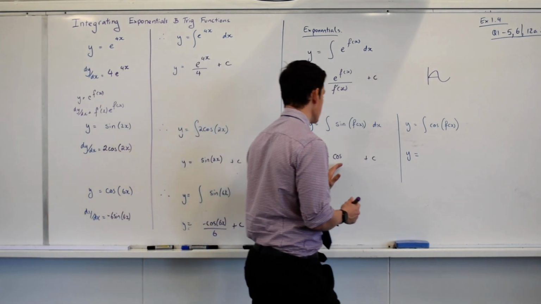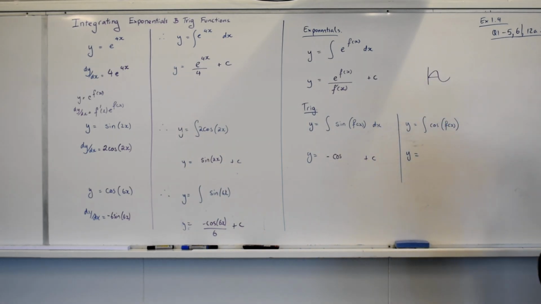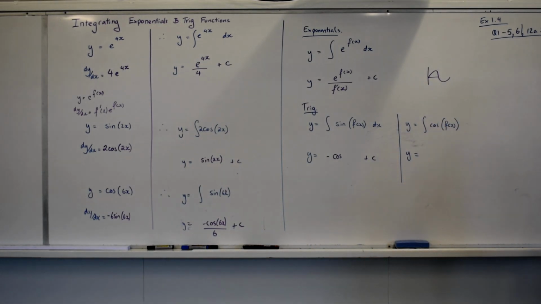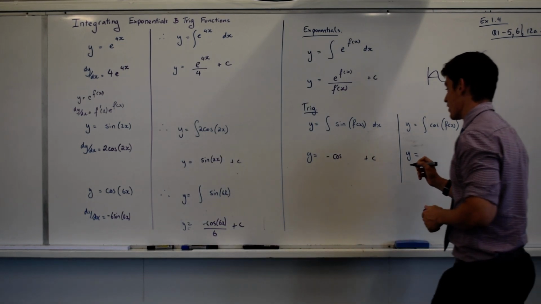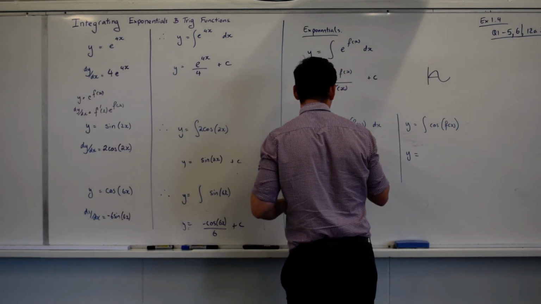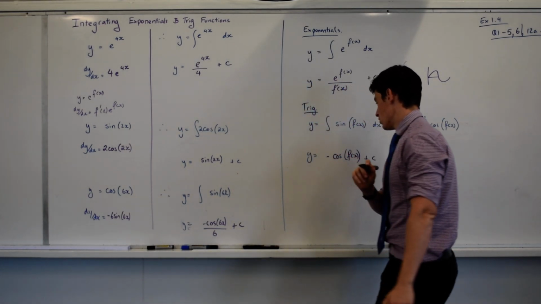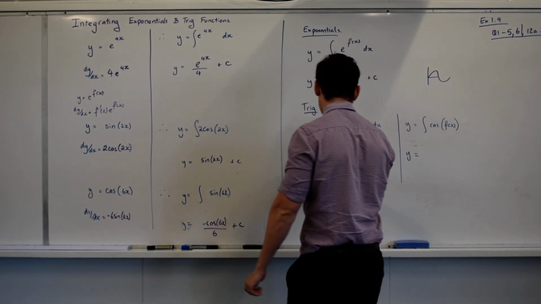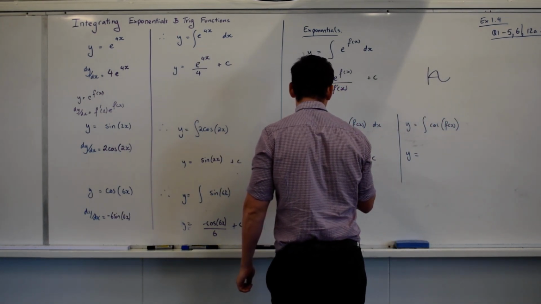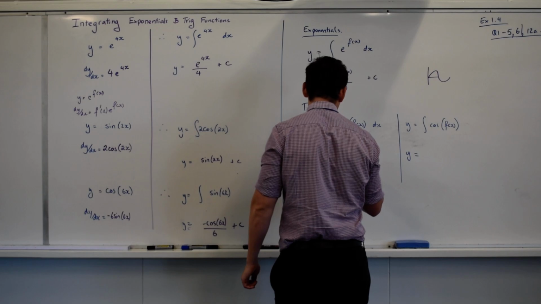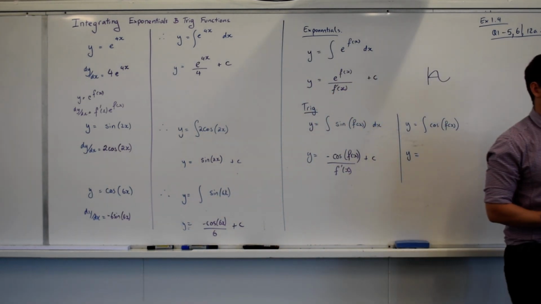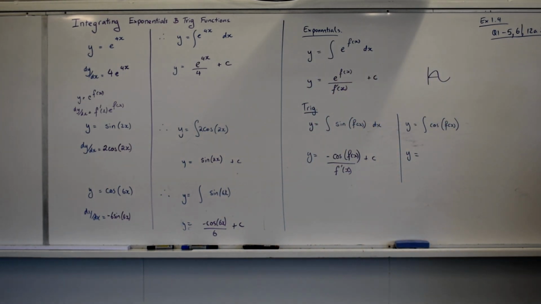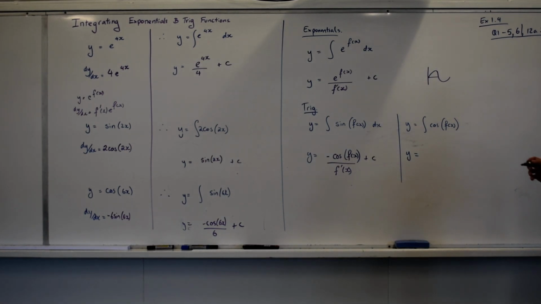So what happens to the function? Does it stay the same inside the brackets, or do we change it? Stays the same, as per all of our rules. Done? No, what have I got to do? Divide by f'(x). Common theme, isn't there? Divide by the derivative. Divide by the derivative, we're all good.